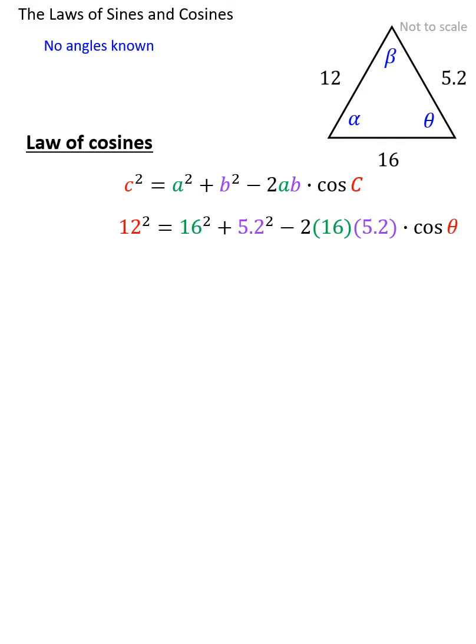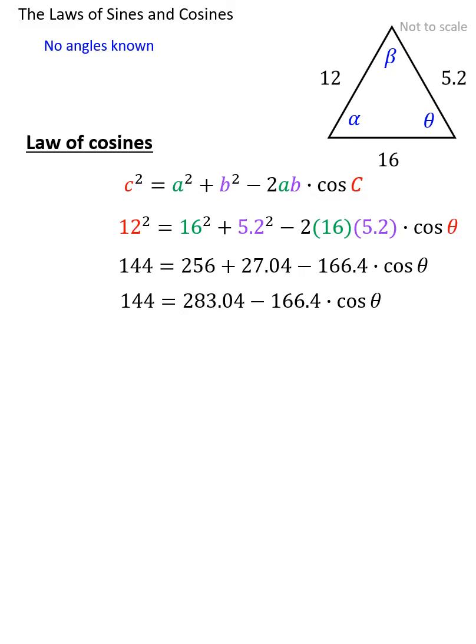So no particular reason I'm starting to find theta first here. But let's do the algebra here. So I did my 12 squared, 16 squared, and 5.2 squared. Then I multiplied 2 times 16 times 5.2, and that led me to this equation. Now again, it would be a mistake to do 283.04 minus 16.4 right now, because the 16.4 is being multiplied by something. And so there's no algebraic validity to combining those terms at this point.